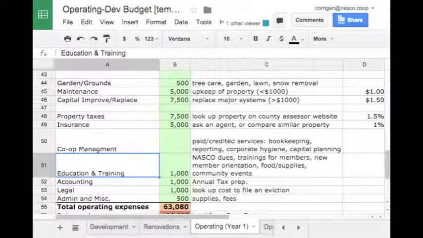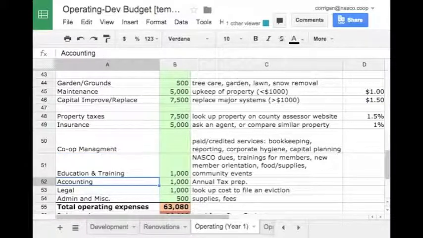We include a line for education and training. Principle number 5, cooperatives need to continuously educate and train their members, both in what a cooperative is and the value of it, and how to participate in governance, as well as the day-to-day operations, especially in a housing co-op, and especially in a small housing co-op that's not going to have paid staff.